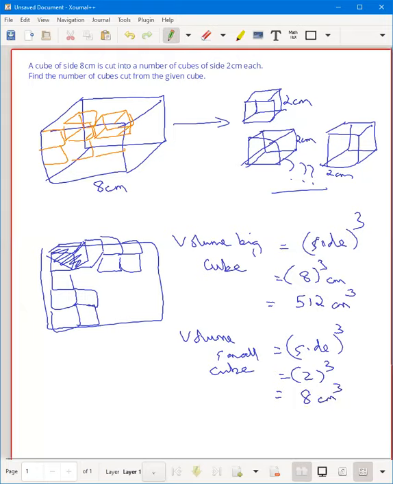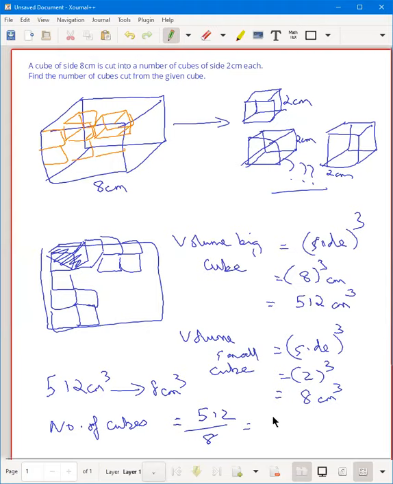So what are we doing? We are breaking up this entire 512 centimeter cubed into smaller 8 centimeter cubed pieces, right? So how many pieces will it be? 512 divided by 8. Which is? Just a minute. It's coming to 64. So that's the answer. 64 cubes will be there. Everyone clear on this?